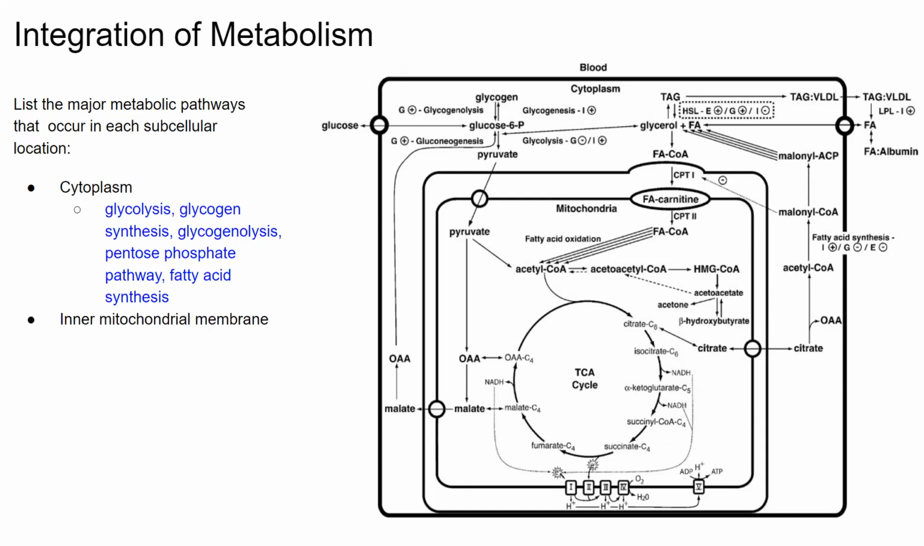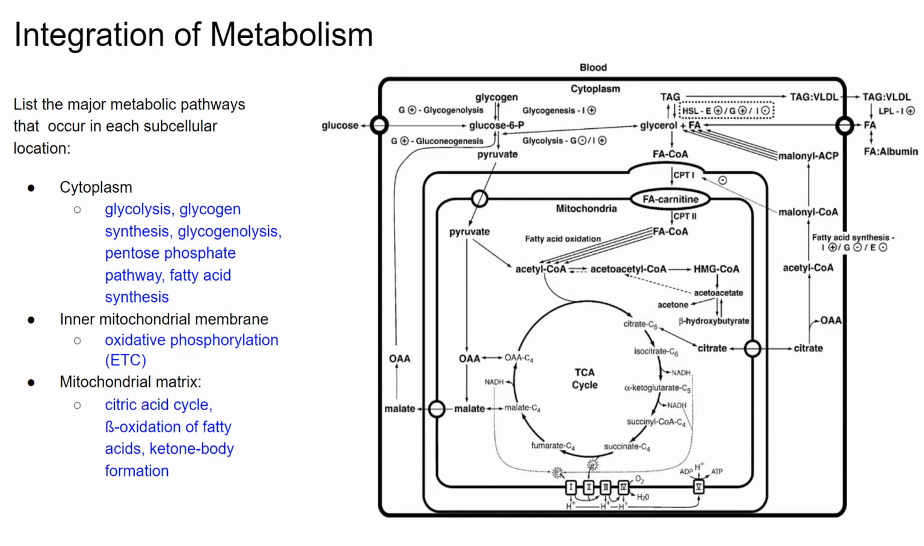What about the inner mitochondrial membrane? There's only one, and we didn't really talk about it. Electron transport chain. Very good. Okay. How about the matrix? Good. Beta oxidation. Yep. And then ketone bodies. But yeah, that's good.